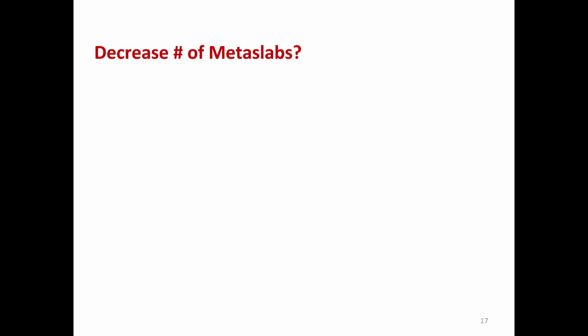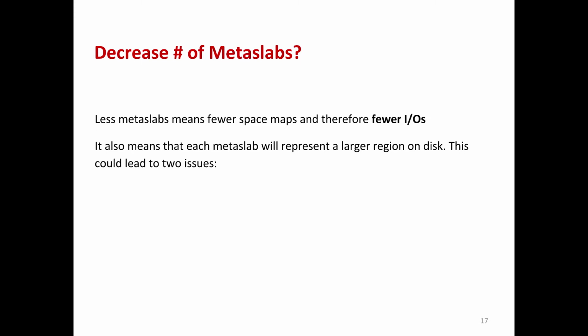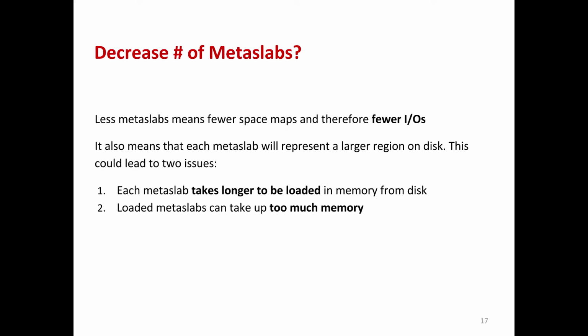So what can we do about this? Well, we could decrease the number of metaslabs. Fewer metaslabs means fewer space maps, and therefore fewer IOs. But the VDEV size stays the same, so each metaslab will represent a bigger area on disk. And this could lead to 2 issues. With a bigger metaslab, we'll have more entries and the space maps get bigger, so our loading time for the metaslab increases because we have to load all these entries from disk to memory. And then once all these entries have made it to memory, the range trees can get pretty big, so memory consumption is also an issue with this approach.